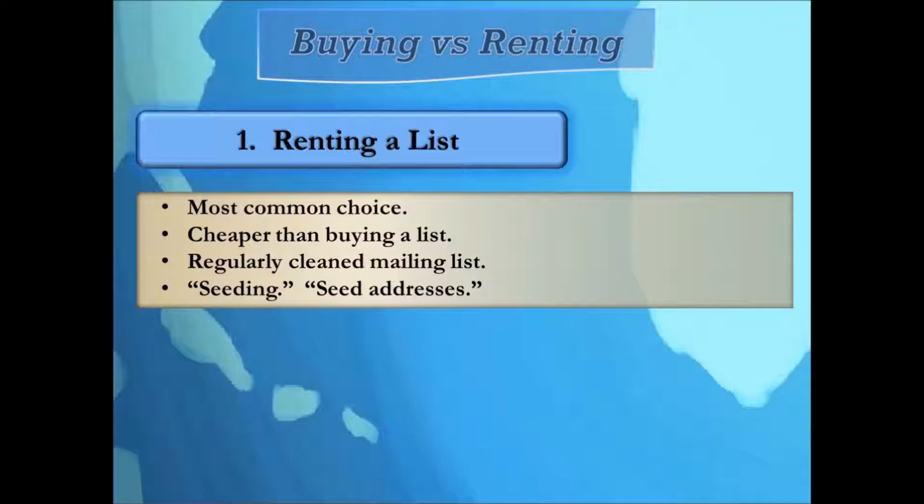First is data hygiene, which refers to the accuracy of your mailing list. People move all the time, so you want to make sure the information you've got is accurate. When you rent a list, it's usually cleaned or updated.